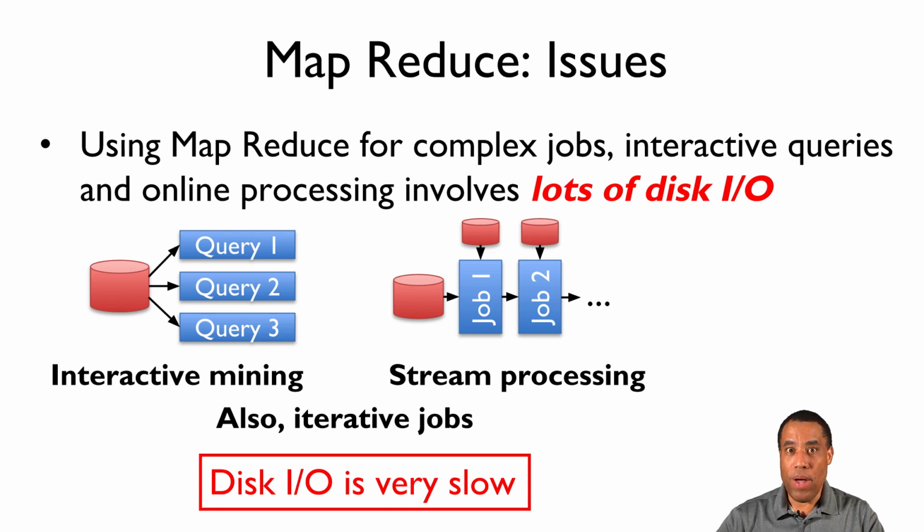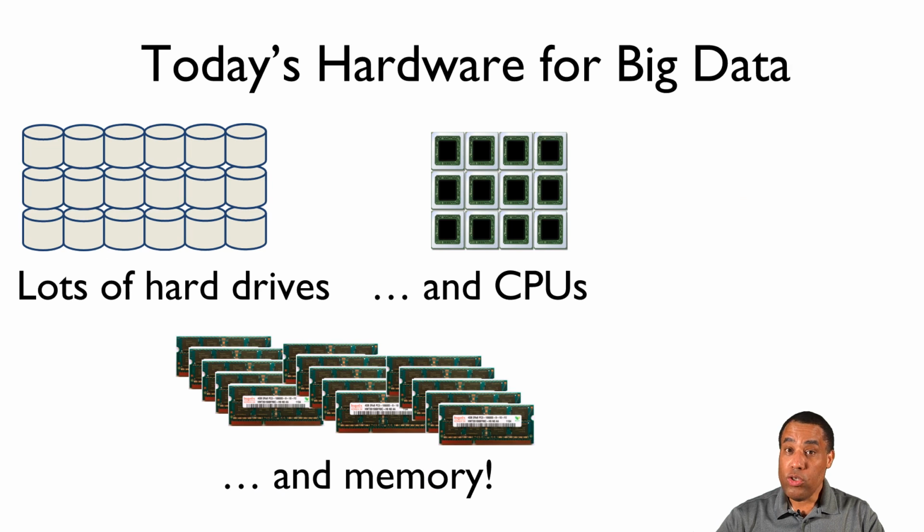So let's step back a moment. If we look at today's clusters and cloud computing, what do we see? We see lots and lots of hard drives. Disks are very cheap. We see lots of CPUs. And those CPUs actually have multiple cores. They might have 4, 6, 8, 12, or more cores. And we see lots and lots of memory. The largest machines in the cloud have nearly 1 terabyte of RAM.